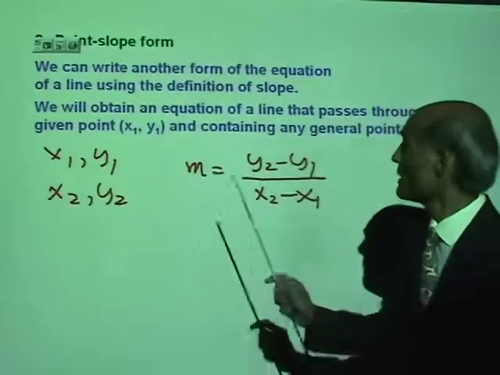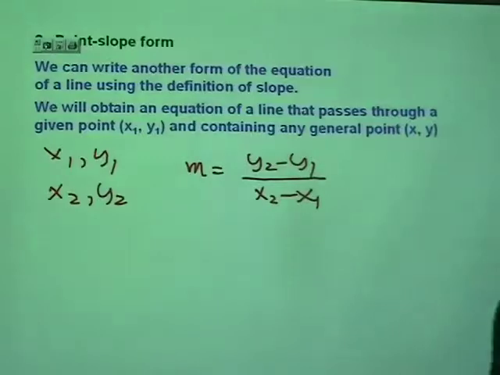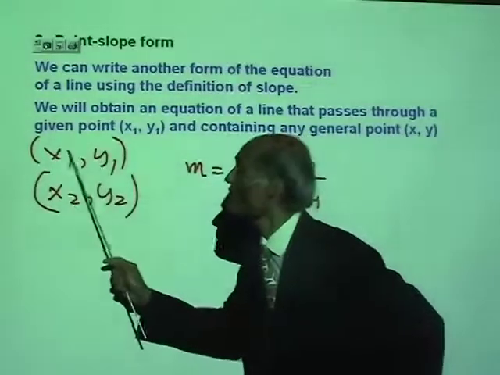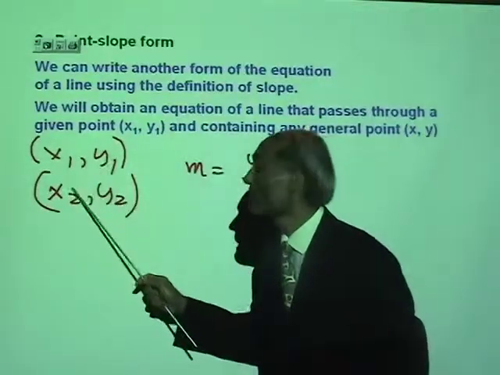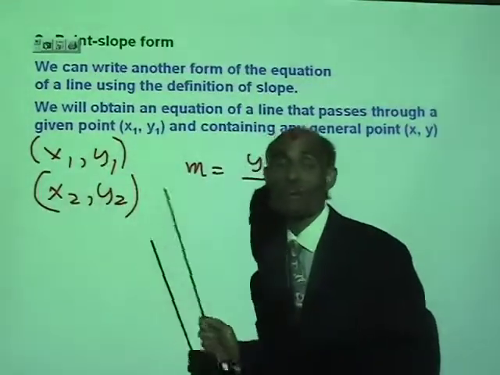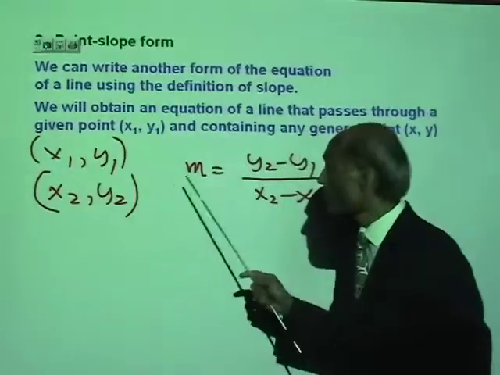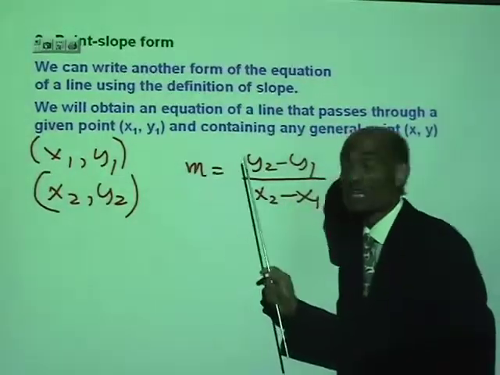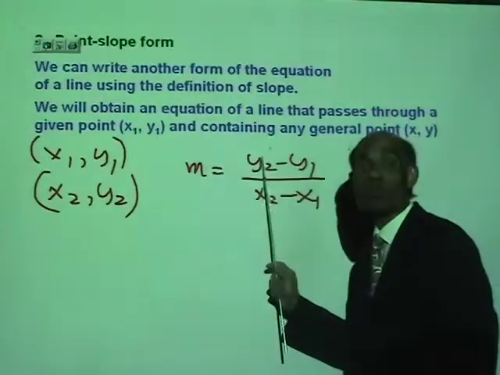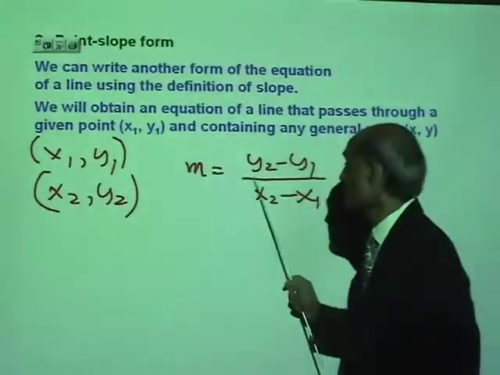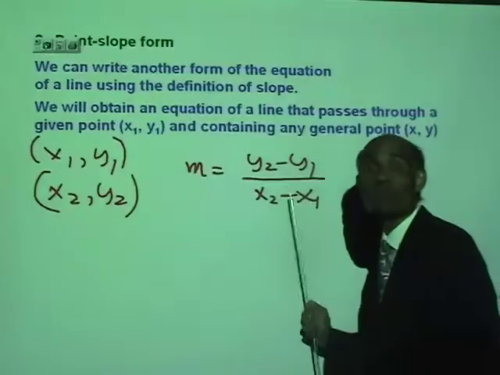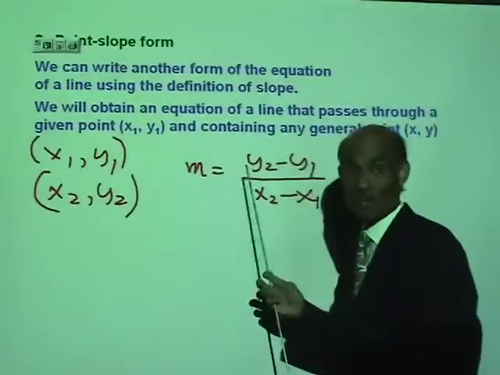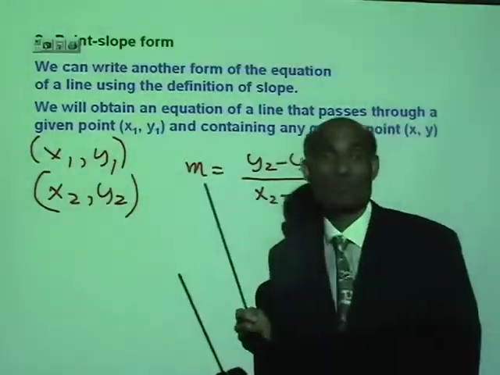That's right. If the first point, well, I need to use the parentheses to make sure that order pairs. So, if the point (x1, y1) is on the line, and another point (x2, y2) is also on the line, then the definition of the slope is change in the output, change in the y value, divided by change in the input, change in the x value. Is that right? This is the definition of the slope.